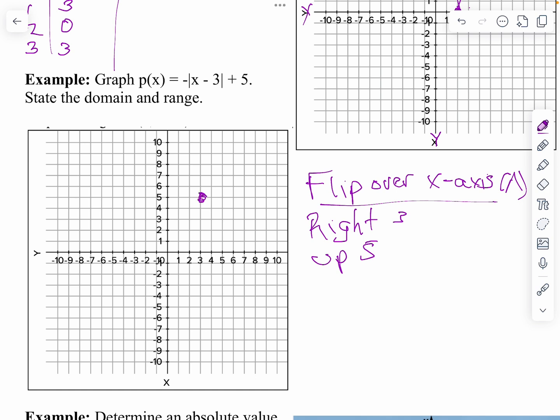And then since it's negative, when I go down 1, I go over 1. Or when I go over 1, I go down 1. When I go over 2, I go down 2, and so on. It's kind of like slope. But that's my a value. My a is negative 1.